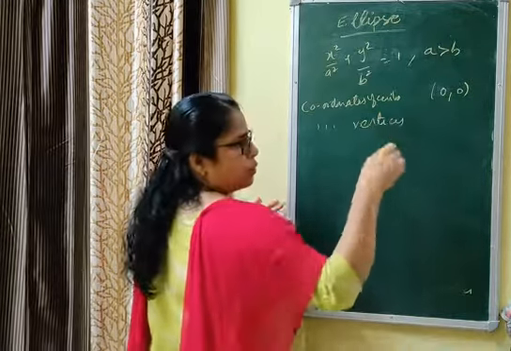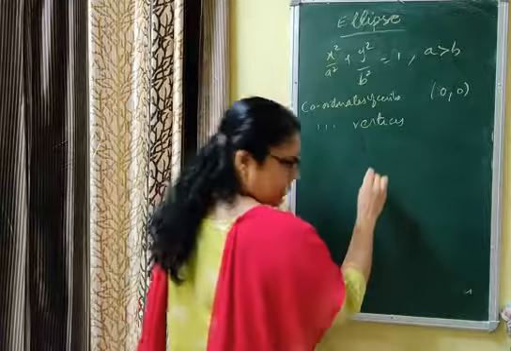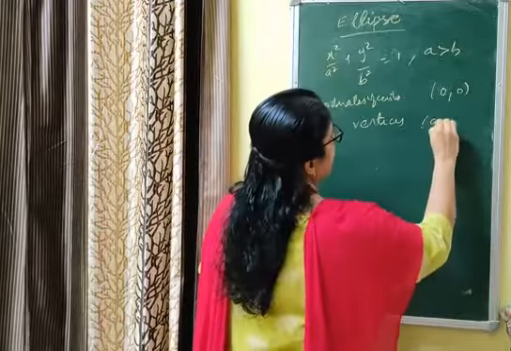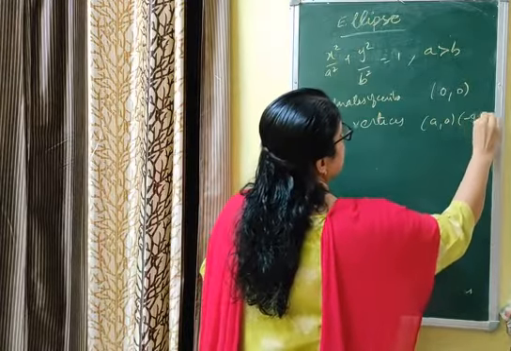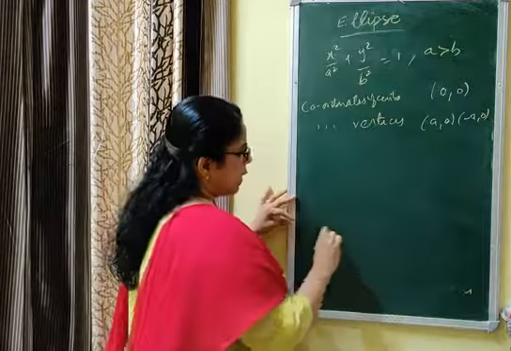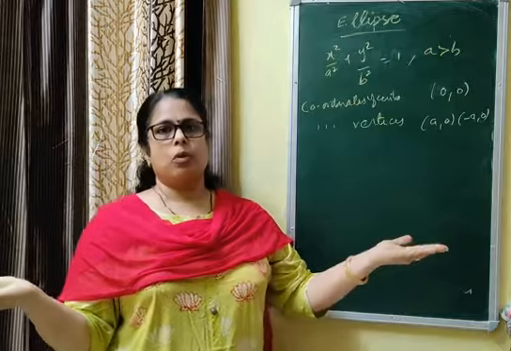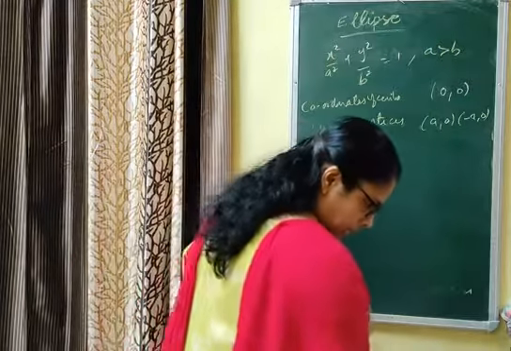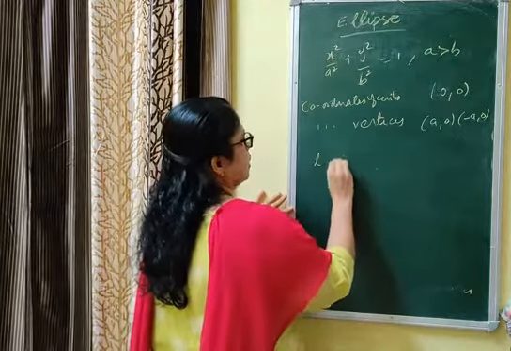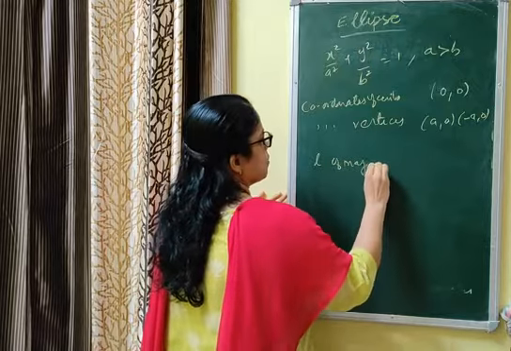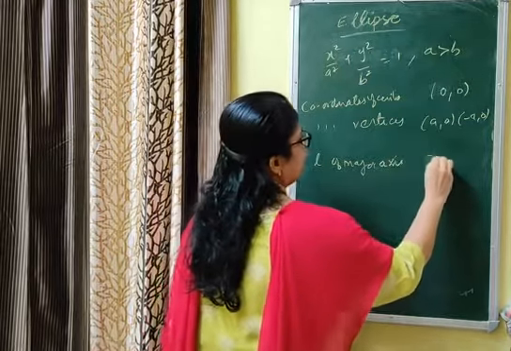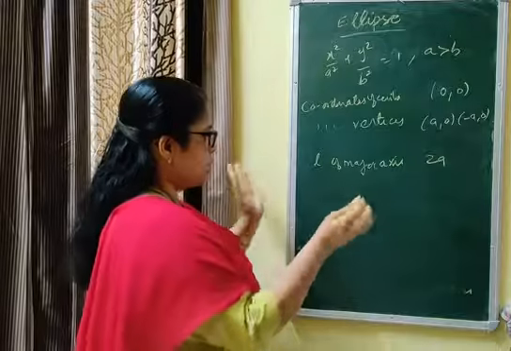Vertices, as I told you, this one is plus a0, this one is minus a0, that is a comma 0, minus a comma 0. आपको फिगर दिमाग में आना चाहिए. This is the oval shape horizontal type ellipse. Third one is length of major axis. Length of major axis is 2a because major axis means this one होता है.